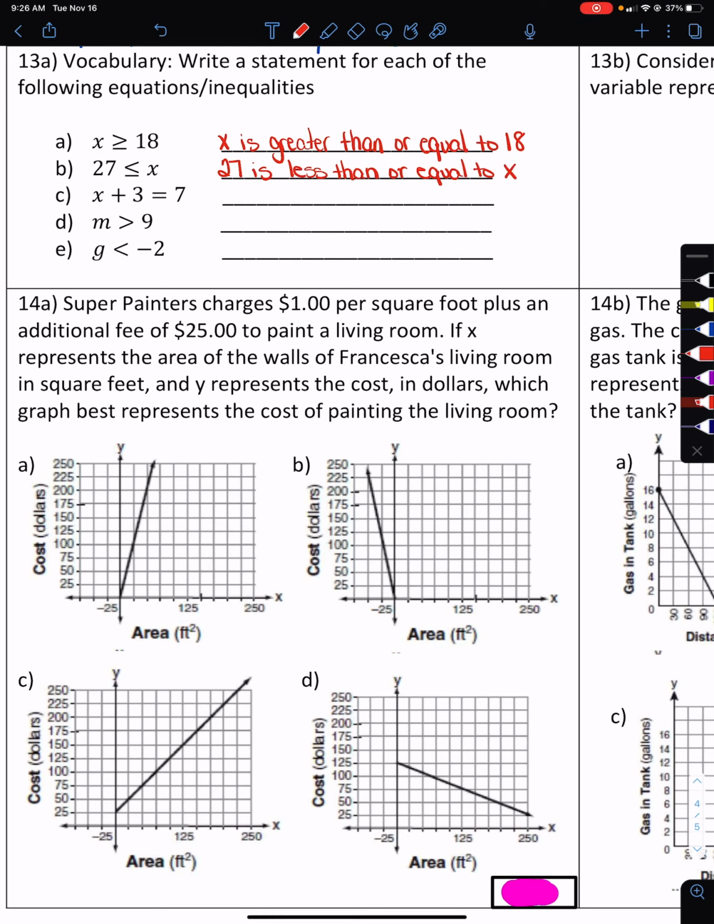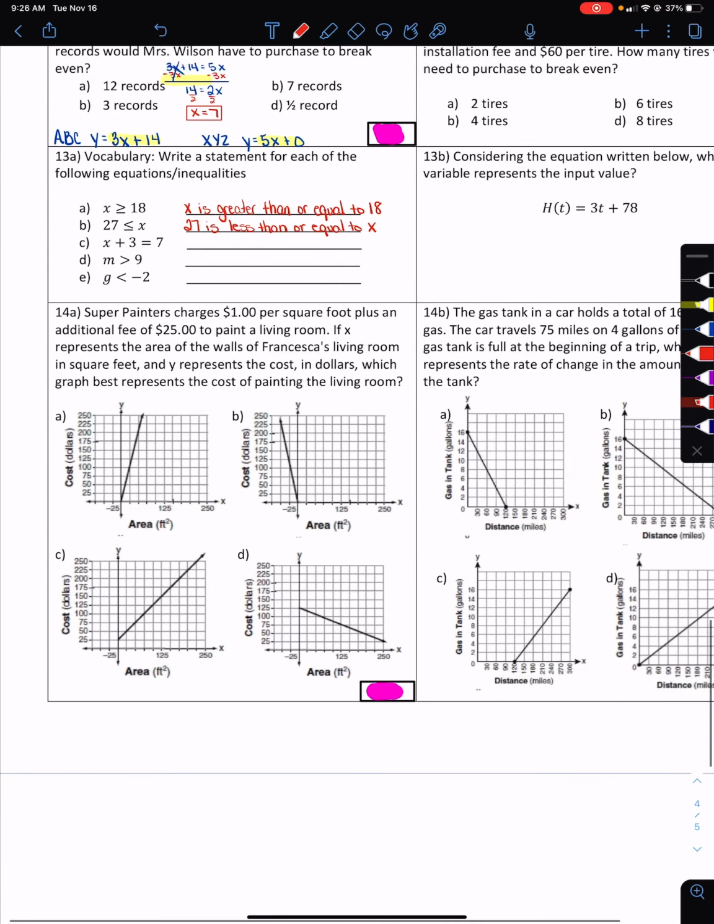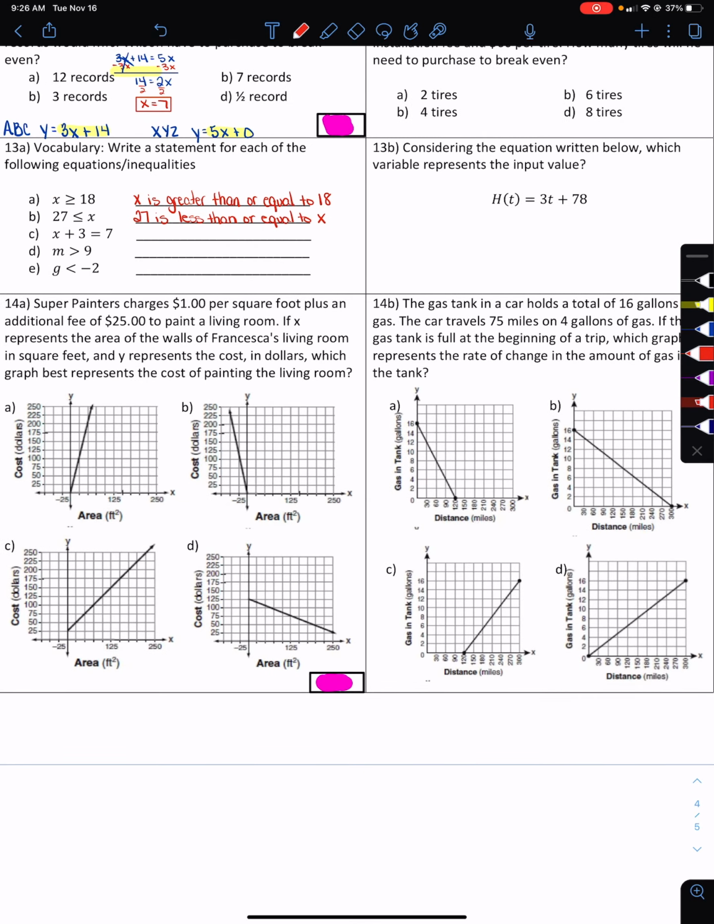Okay. All right, C, x plus 3 equals 7, or 3 more than x equals 7, or 7 is x plus 3, whatever you see there, okay? All right, I'm going to leave D and E for you, and I'm going to go over to 13B.